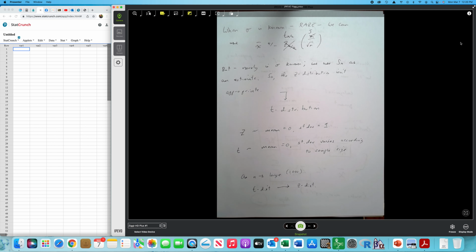Another little caveat to this is as n gets large, and I'm not talking large, 34, I'm talking about up around 1,000, the t distribution actually becomes the z distribution.